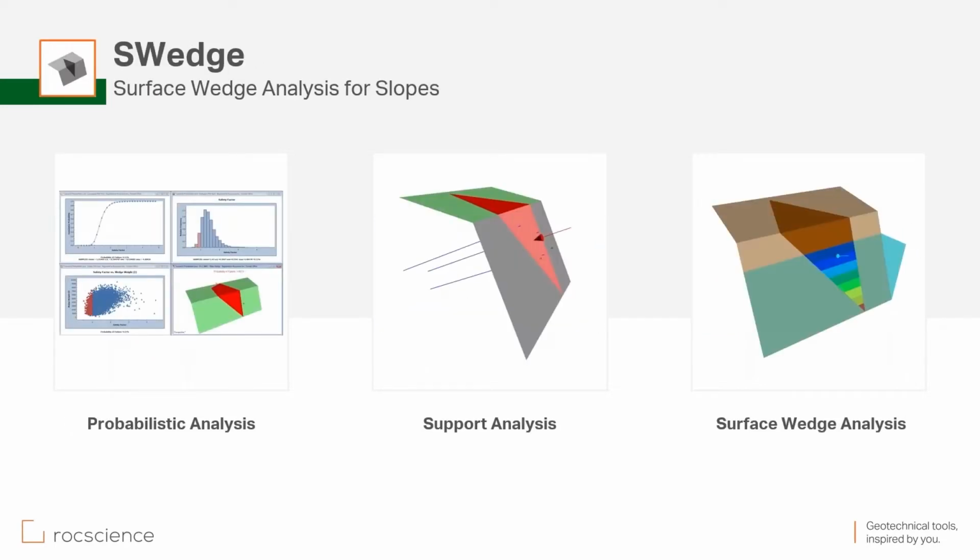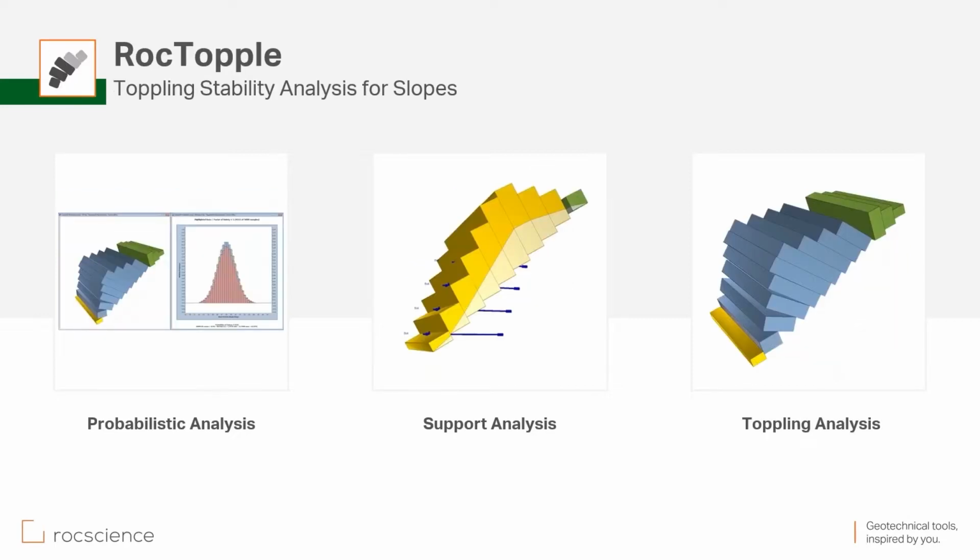SWedge is for surface wedge analysis for rock slopes. Again, similar to RocPlane, it's quite a simple program. You can do very fast analysis with it. You can do probabilistic analysis, support analysis, and we have many options for surface wedge analysis, including interaction of the water with the slope.